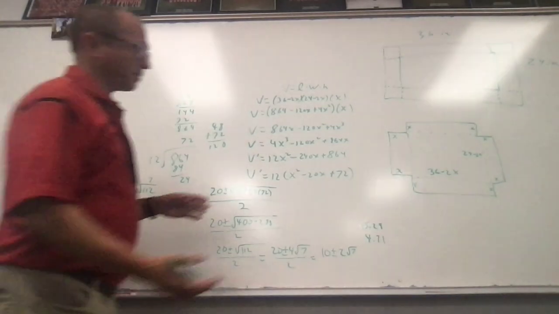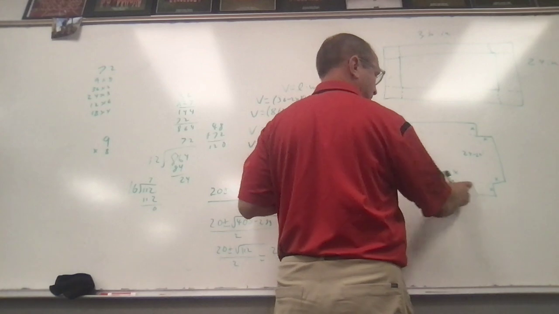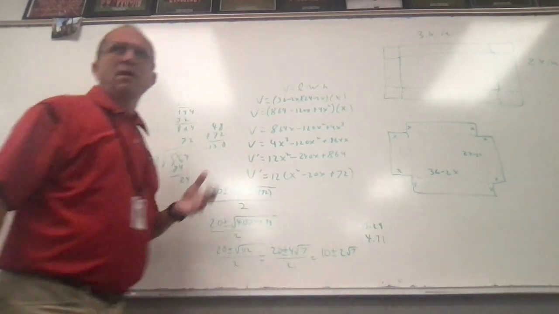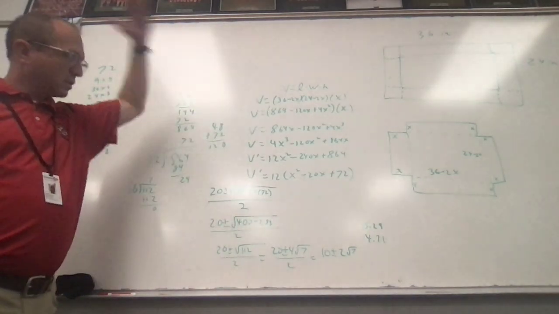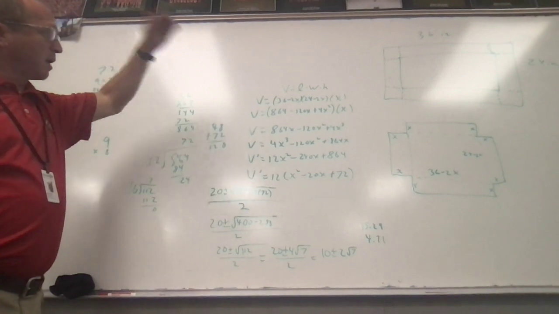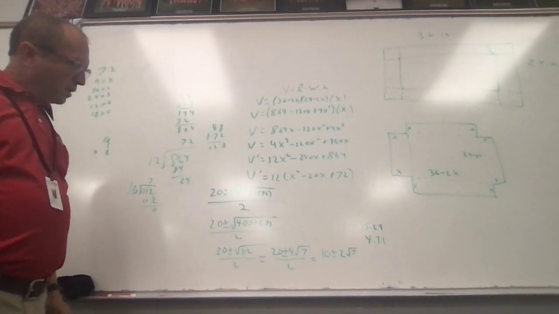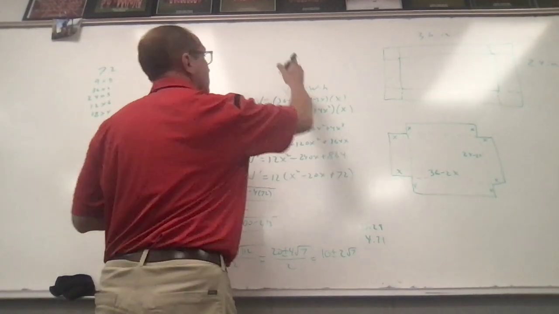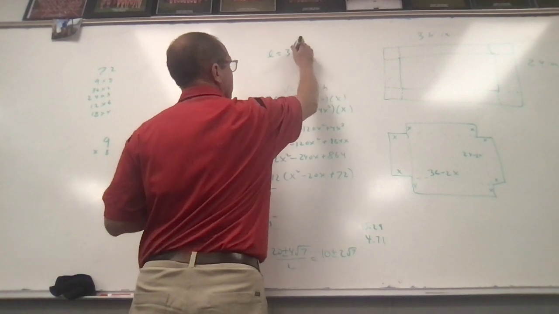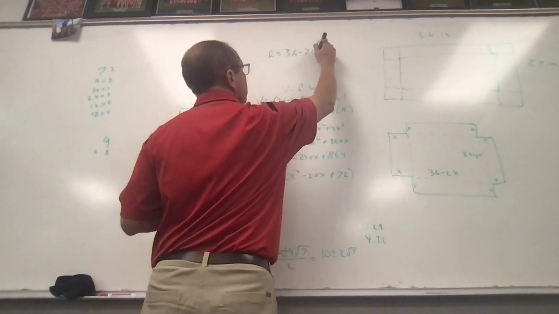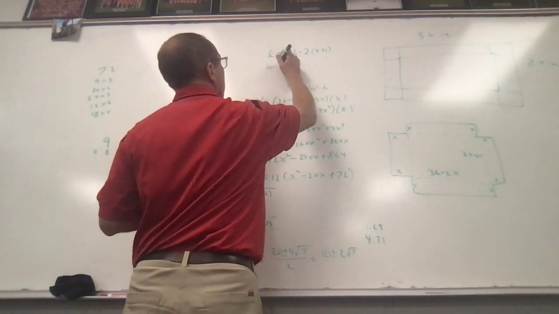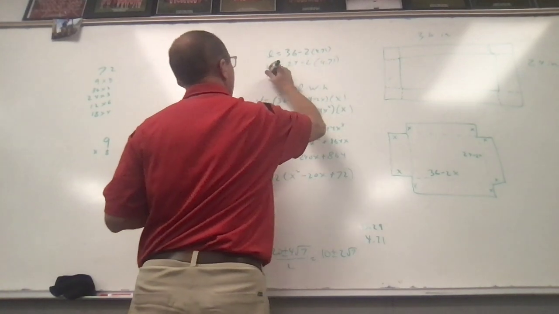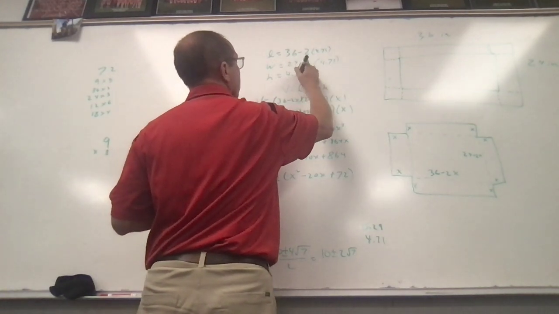Because think about it. When it's 4.71, you're not taking much from the base and you're not taking much from the length. You're just not increasing the height by much, but that's only one dimension when it comes to it. So 4.71 is going to be our approximate height. So what would be the dimensions? The length would be 36 minus 2 times 4.71, the width would be 24 minus 2 times 4.71, and the height would be 4.71.